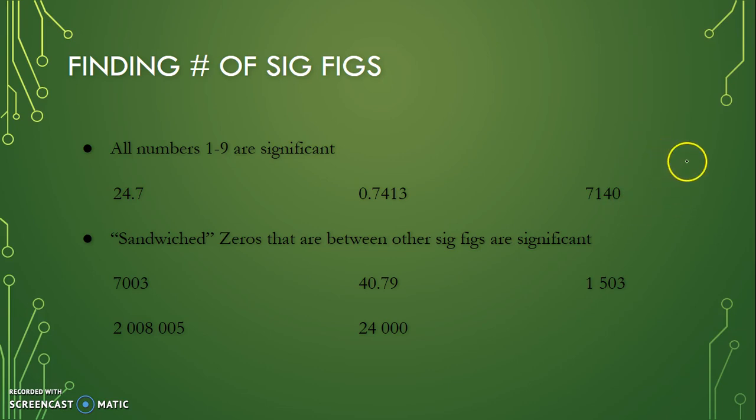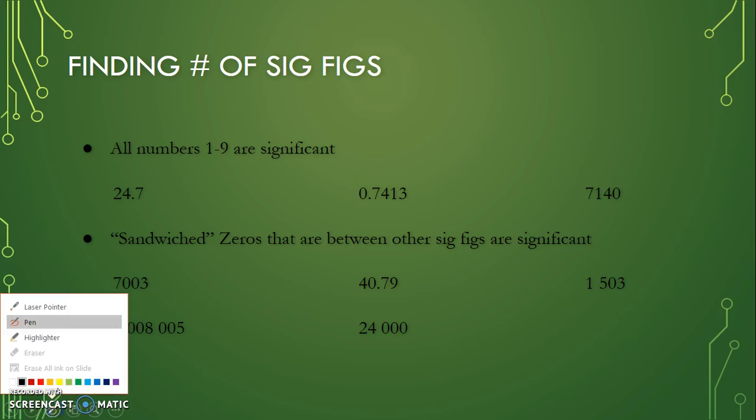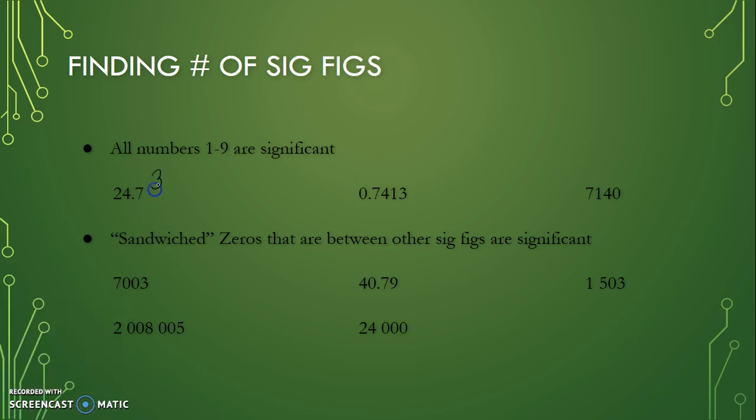The first rule is that anything that's not a 0, all numbers 1 through 9, is automatically significant. So if we look at this number right here, 24.7, then we would look at it and we would be able to say that this has 3 sig figs.